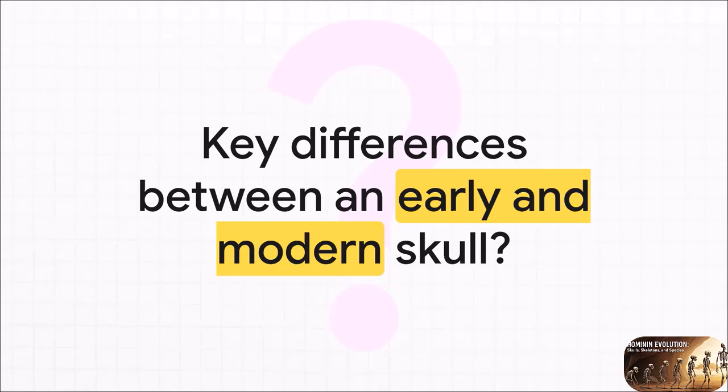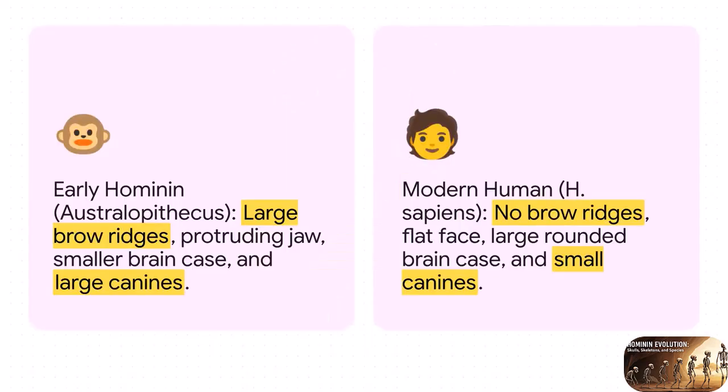Okay, let's put it all together now. When you put an early hominin skull side by side with ours, the difference is just, wow, it's really striking. You can literally see the changes, right? It's like a before and after picture that took millions of years. Those big brow ridges, they basically disappear. The jaw that juts out, it flattens. The big canine teeth, they get smaller. And the biggest change of all, the brain case gets huge and round to fit our superpowered brains.